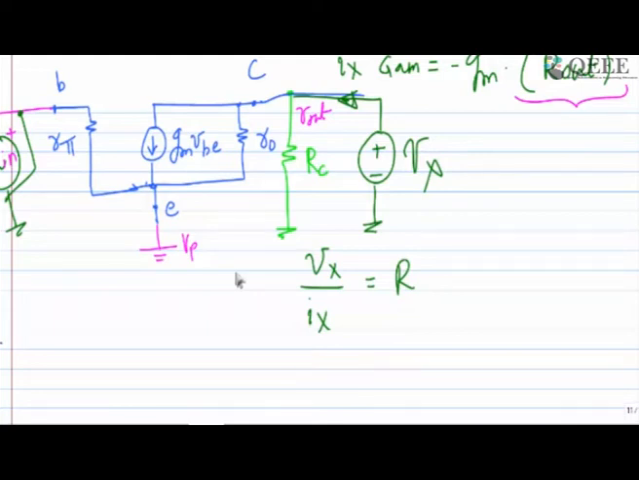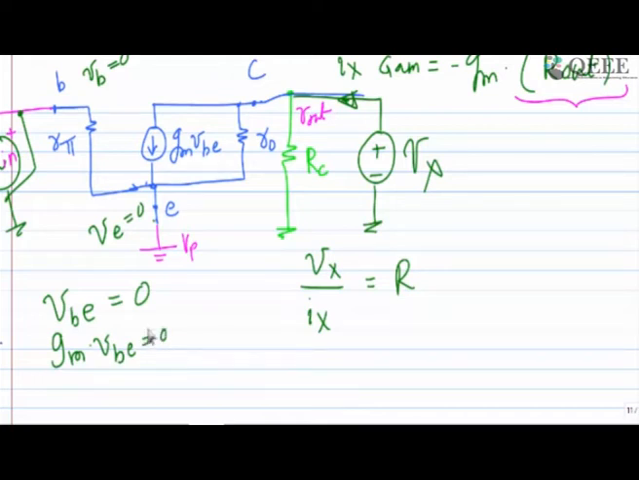So if that is the case, my base voltage VB becomes 0. Look at this point, V is also becoming 0. So can we call this VBE equal to 0? If that is the case, gm times VBE is equal to 0. Resistance between 0 and 0 is of no use, right? So it becomes a simpler and simpler circuit.